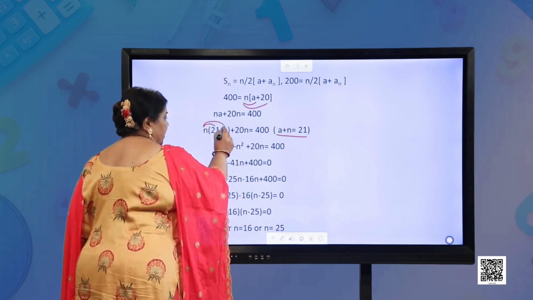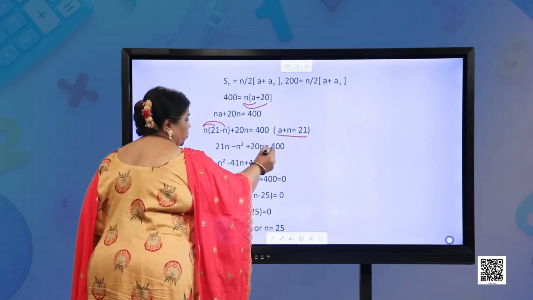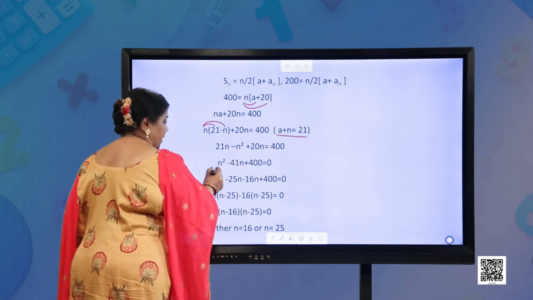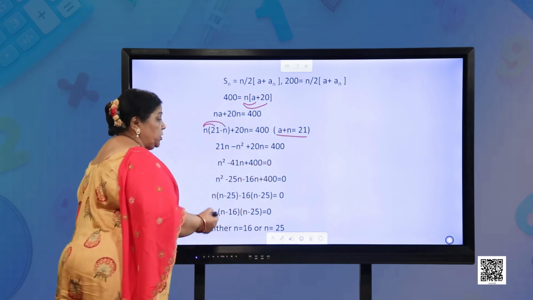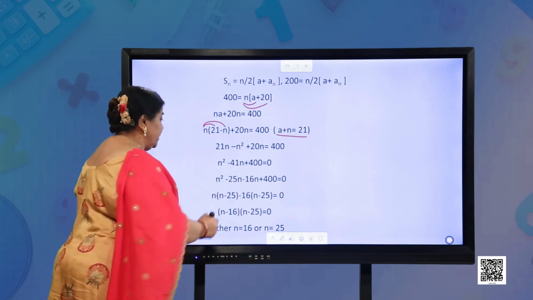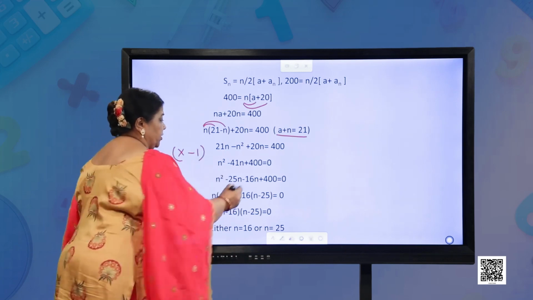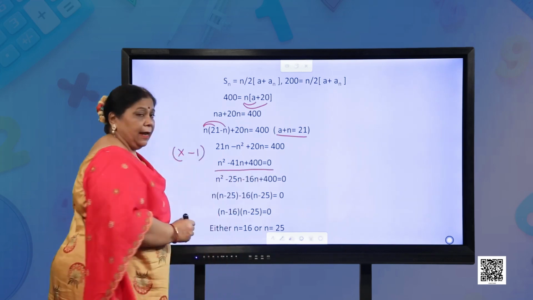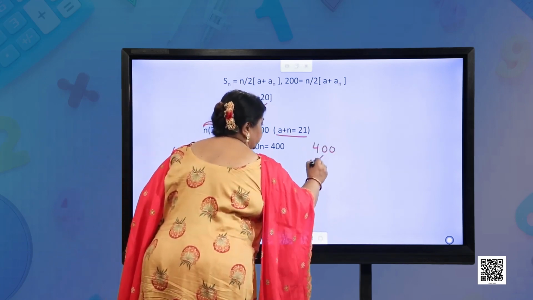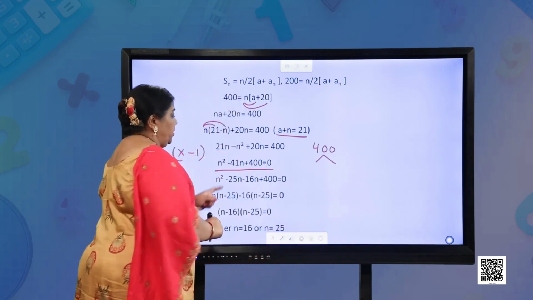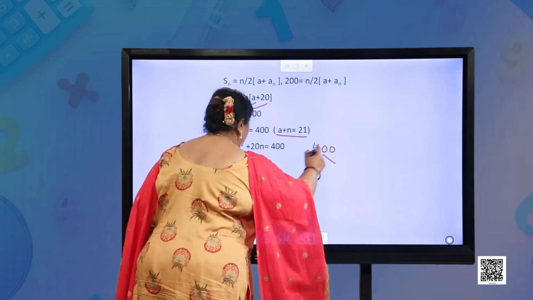Now, if I open the brackets, what do I get? 21n minus n square plus 20n is equal to 400, which gives us n square minus 41n plus 400 is equal to 0. You must be wondering how I got the different signs here. I have multiplied by minus 1 throughout to simplify the equation. This is a quadratic equation in n. Now, I need to find two factors of 400 which on adding should give me 41 and on product they should give me 400.